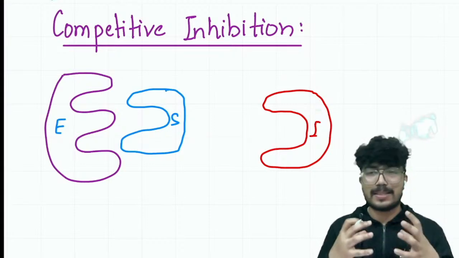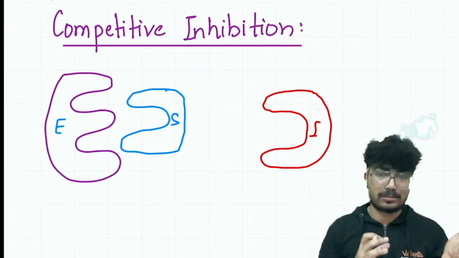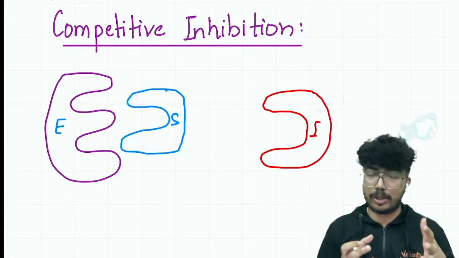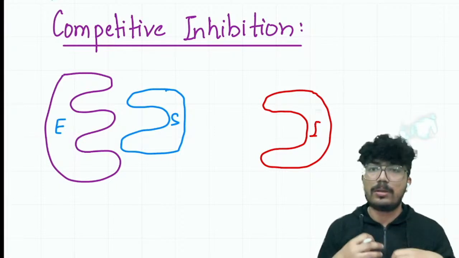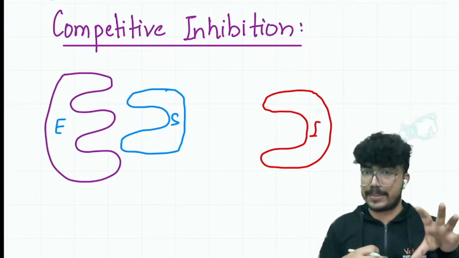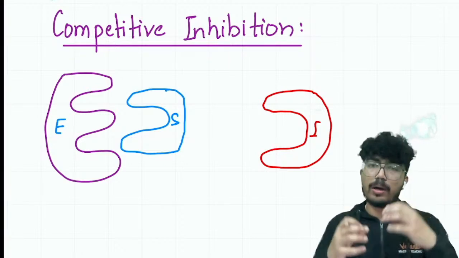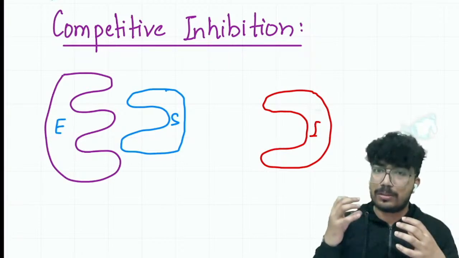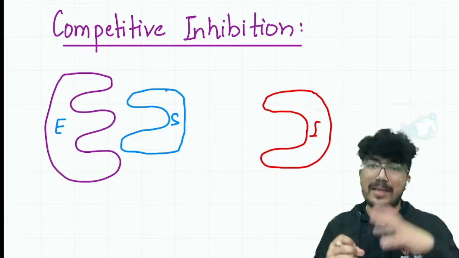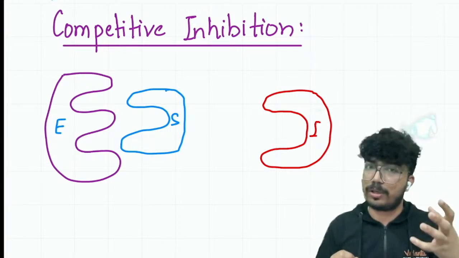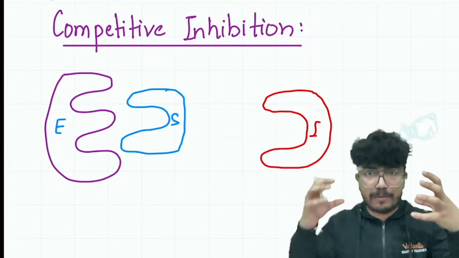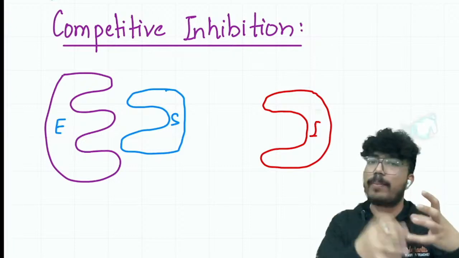So what will happen, since it shares the geometry, and in the last class I had taught you about the induced fit theory, right, which talks about the flexibility in the enzyme specificity, correct? So what can actually happen, since the inhibitor shares similarity with the structure of the substrate, it will also have a tendency to go and bind to the enzyme.